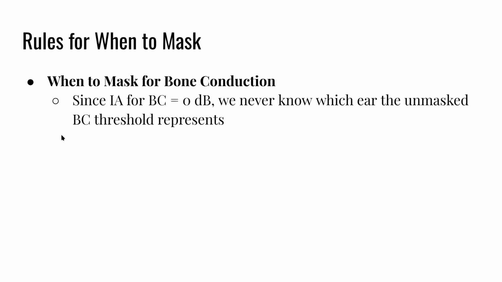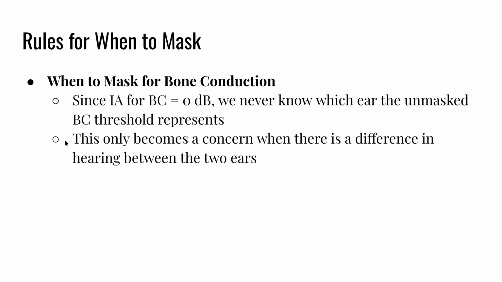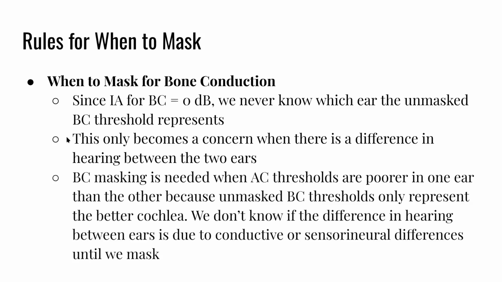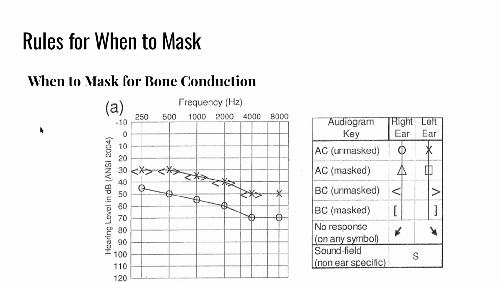When to mask for bone conduction. Since intraoral attenuation for bone conduction is 0 dB, we never know which ear the unmasked bone conduction threshold represents. This only becomes a concern when there's a difference in hearing between the two ears. Bone conduction masking is needed when air conduction thresholds are poorer in one ear than the other, because unmasked bone conduction thresholds only represent the better cochlea. We don't know if the difference in hearing between ears is due to conductive or sensorineural differences until we mask. Here's an example of an audiogram.